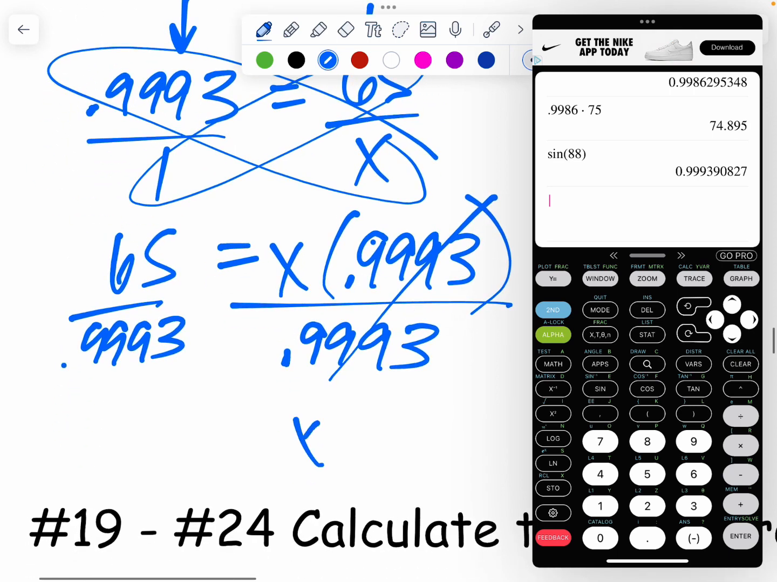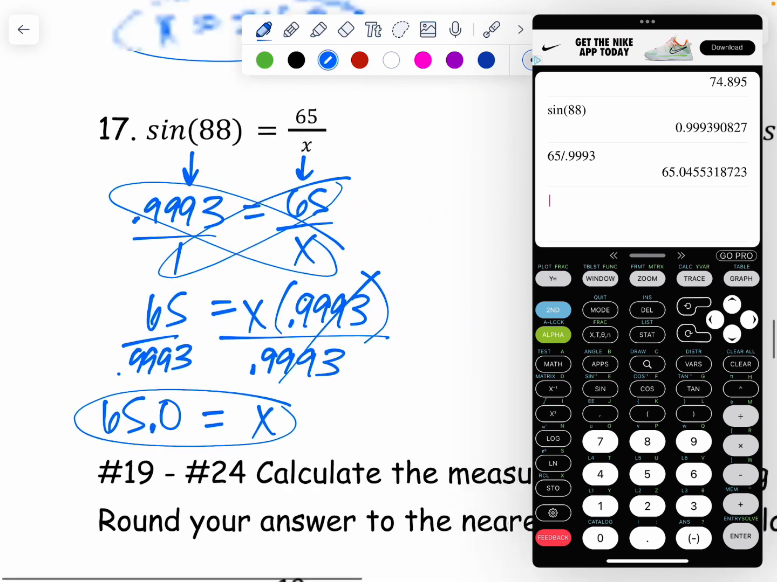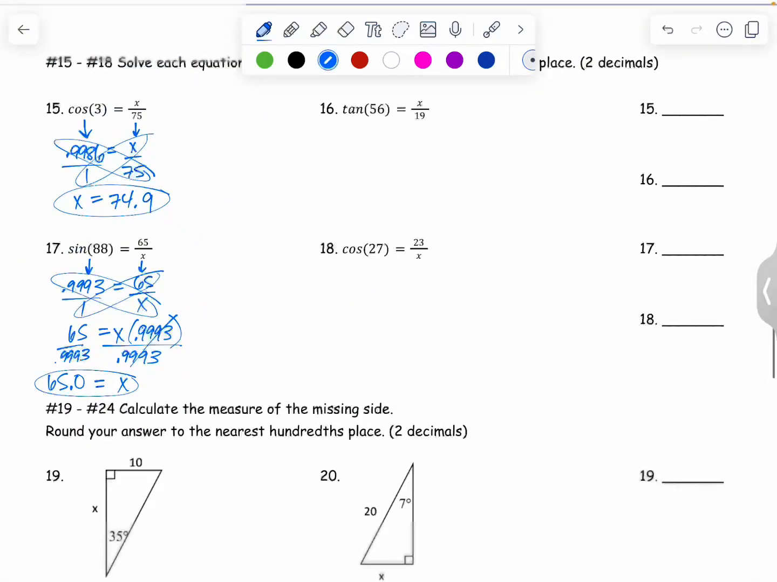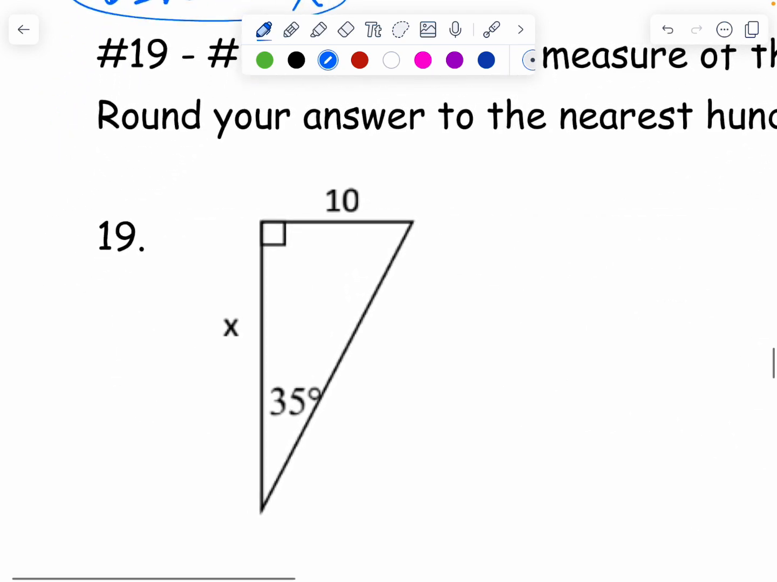Okay, I've got x, and I'm going to type 65 divided by 0.9993, and my answer is 65 point, it's 0.04, so I'm just going to put 0.0. The 4 is not big enough to round that 0.0 up to a 0.1, so 65. All right, I'm going to do just, I think, 2 more, and then I'm going to leave the rest of them for you to practice, okay?